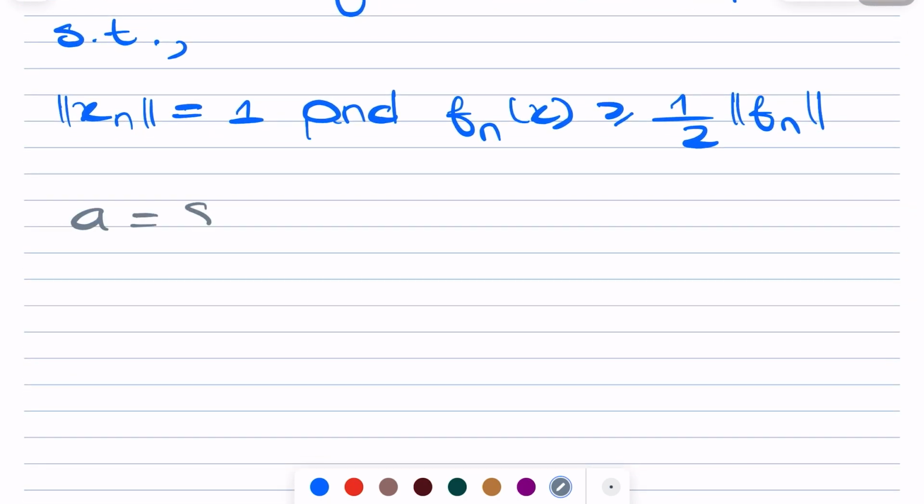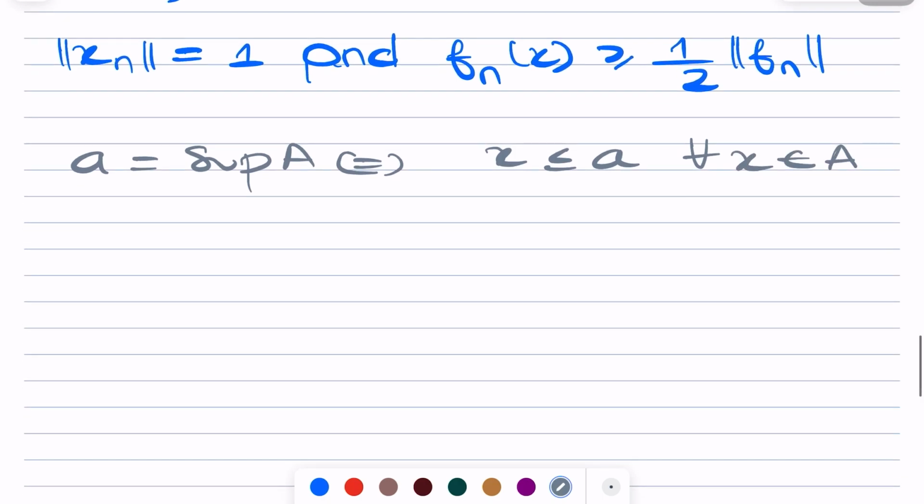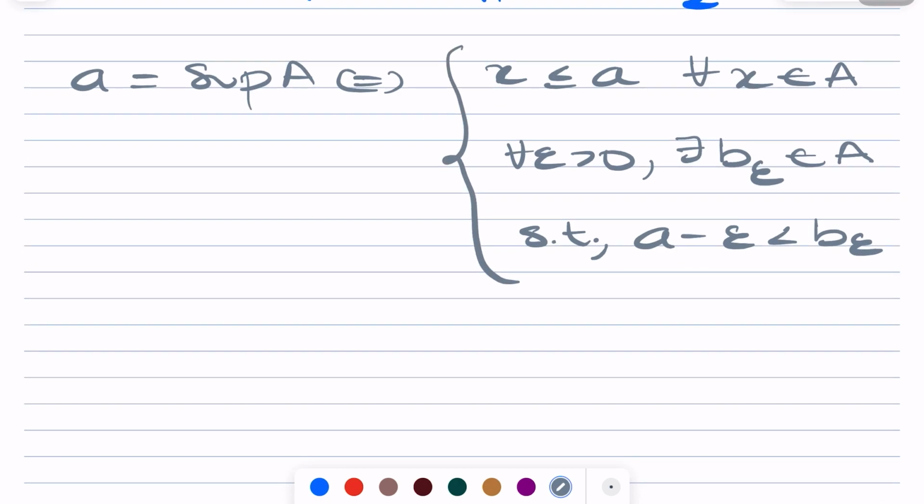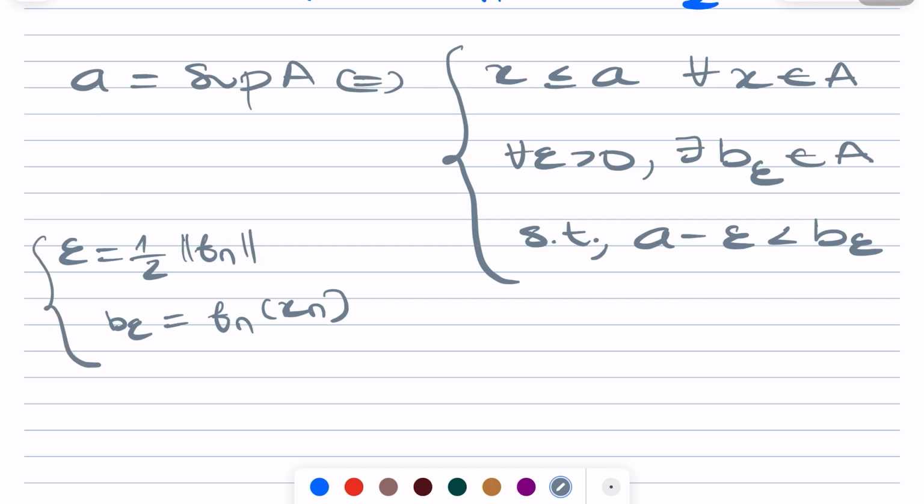This is what I mean. If you have A equal to the supremum of a set capital A, this means that x is less or equal than A for every x in A, and for every epsilon positive I can always find an element in the set A, which obviously depends on epsilon, such that A minus epsilon is slightly less than B of epsilon. So you can easily make the analogy by taking epsilon to be 1 over 2 the norm of F_n, and then our B of epsilon would be F_n of x_n. Okay, good. So this would be the analogy.